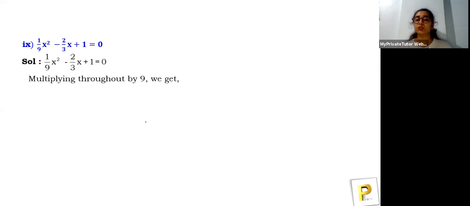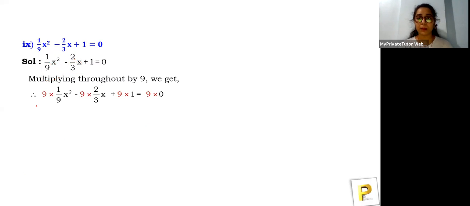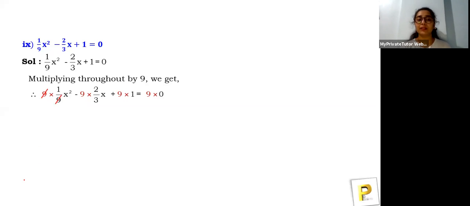So multiplying throughout by 9. Now, why multiplying throughout by 9? You can see that in the denominator you have 9 over here, and you have 3 over here. So we have to take the LCM of 9 and 3. So what is the LCM of 9 and 3? That's 9. Okay, so if you multiply throughout by 9, what will happen? 9 will get cancelled over here.